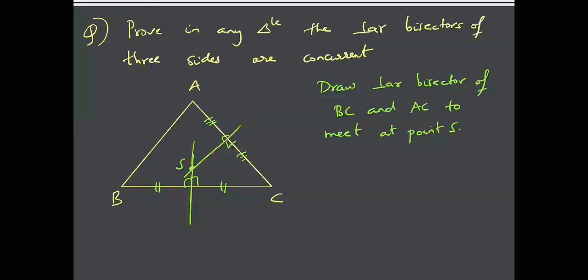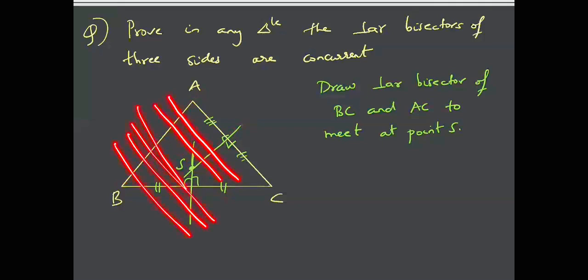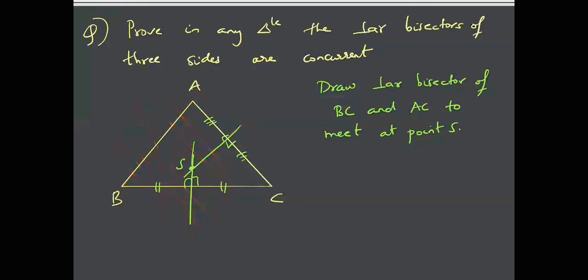But if a third perpendicular bisector, say the perpendicular bisector of AB, also passes through the point of intersection of the first two perpendicular bisectors, this is what we need to prove, right? That is, the perpendicular bisector is not this, it is not this, it is not this. These are all not the perpendicular bisectors. Only this can be the perpendicular bisector. This is what we need to prove, right?